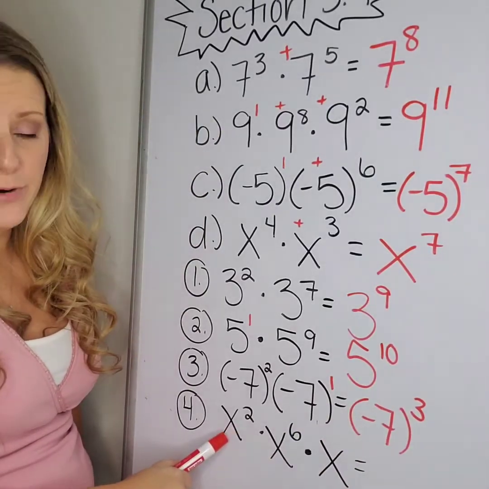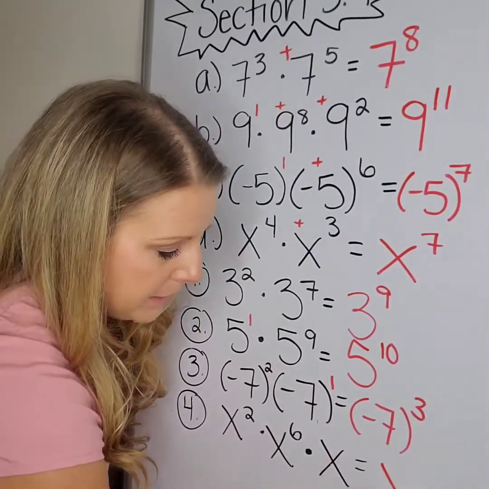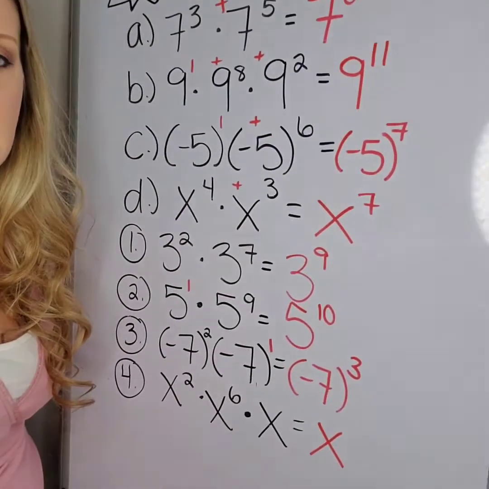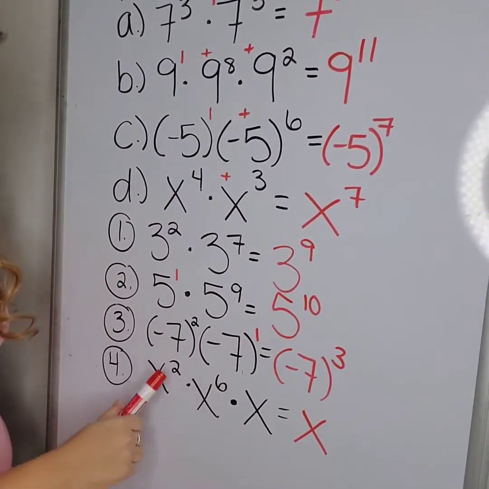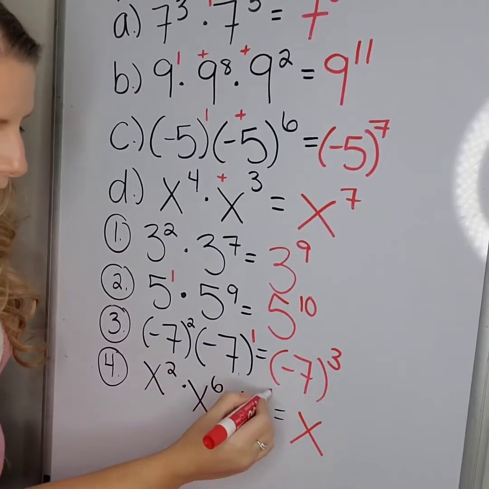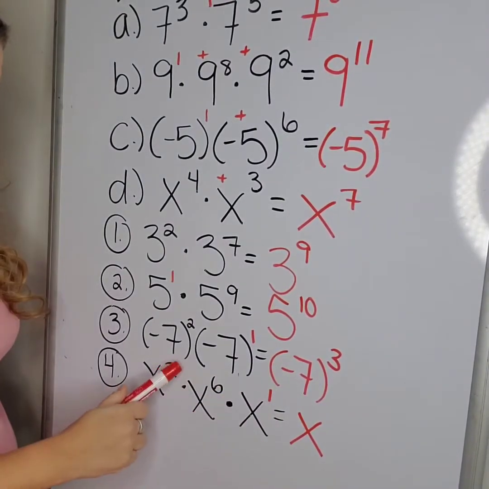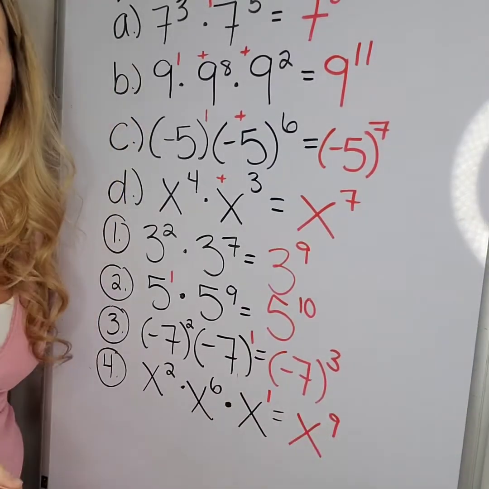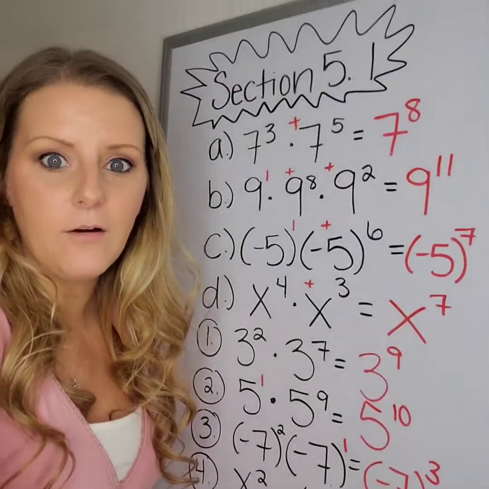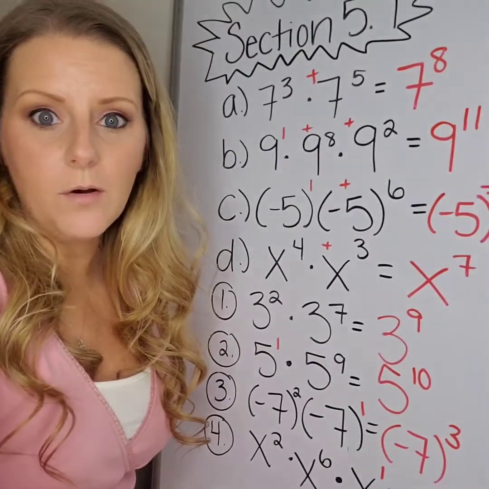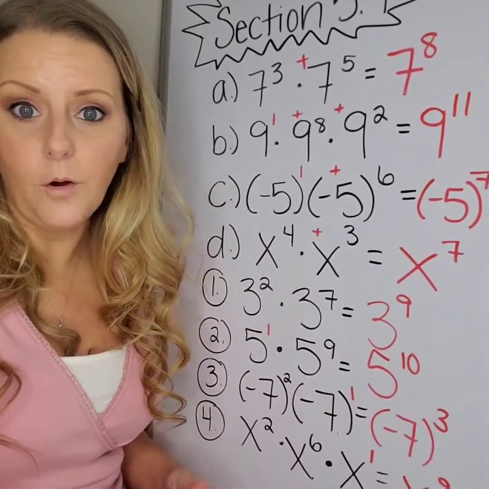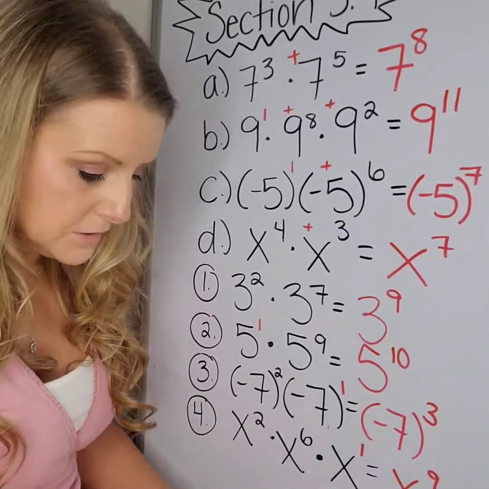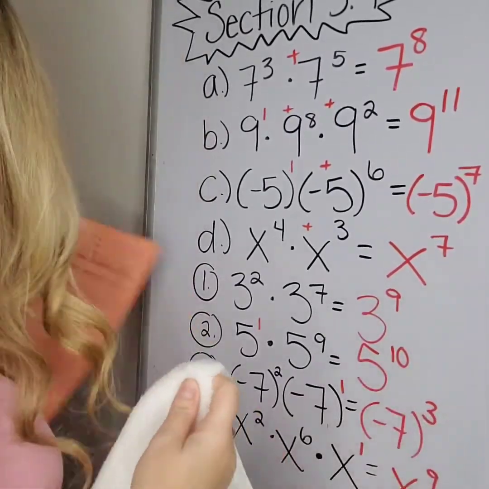And it works the same way with letters. X, X, X. The base is the same. We're going to keep it an X. I'll push it down a little bit so you can see. And 2 plus 6 plus that imaginary 1. So 2 plus 6 is 8. Another one is 9. So that is how you do those. Okay? Hopefully that was easy enough. So that's the first property.